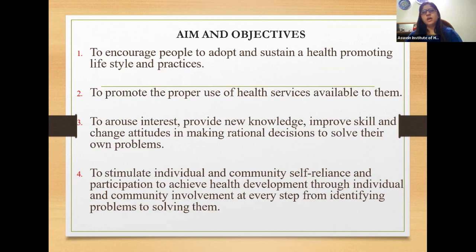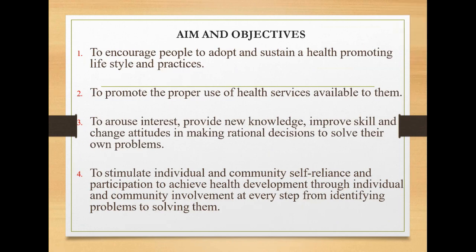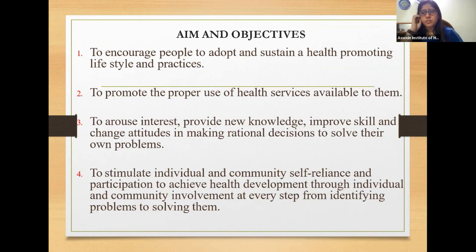First and foremost is so that they can adopt and sustain a healthy lifestyle and practices. Next is proper use of health services available, because it's not that we are only passing on the information to do prevention. In prevention there are also many policies of our government that should be used. For example, if you talk about immunization, that is also a type of prevention, the vaccination program we run for children.